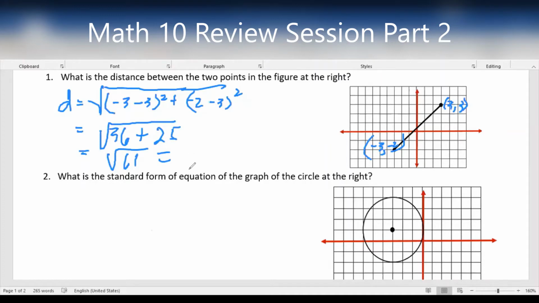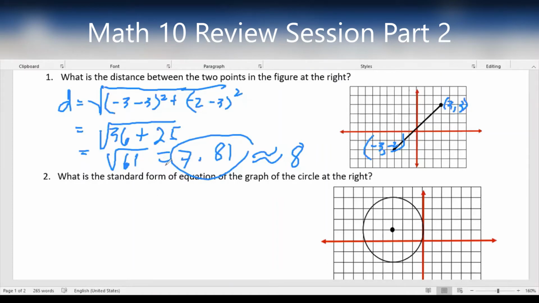7.81, and when you round off, if I ask you to give the answer in whole number, it should be 8. So 7.21 is still not correct, because when you round off 7.21, that's just 7. So 7.81 is the correct answer, or in whole number, this is 8. Because if you're not using a calculator, it's 8. You have to get the estimated square root of 61.